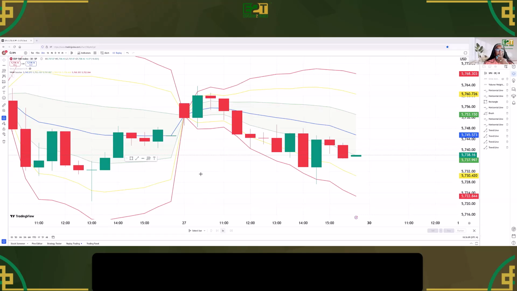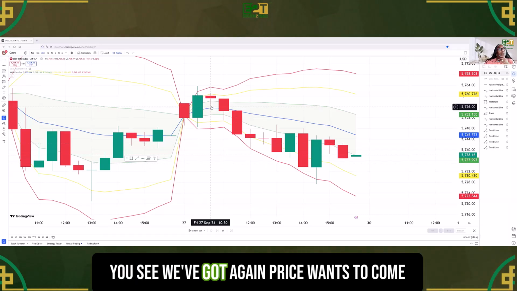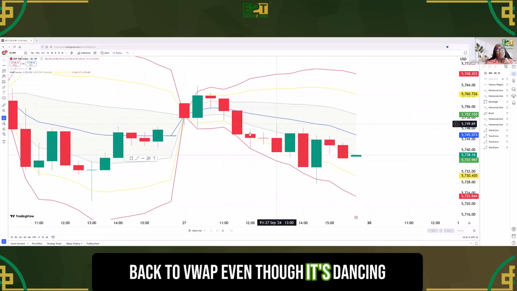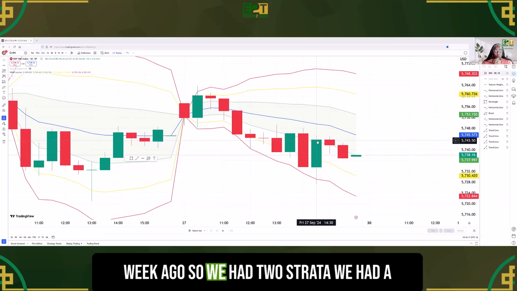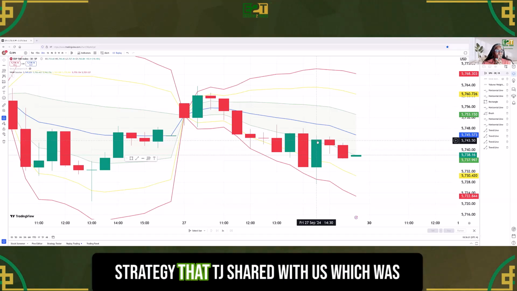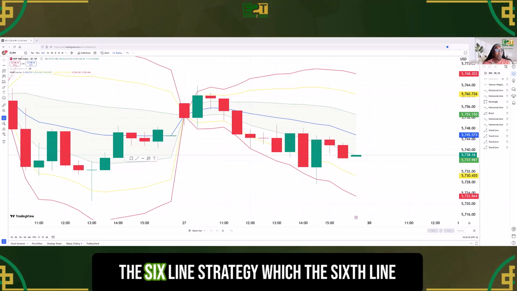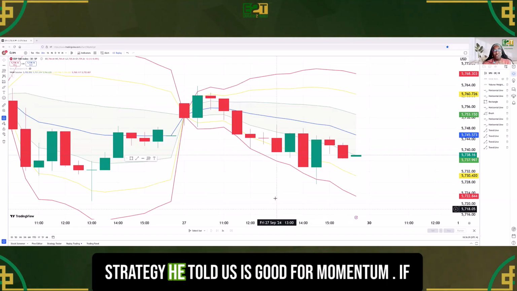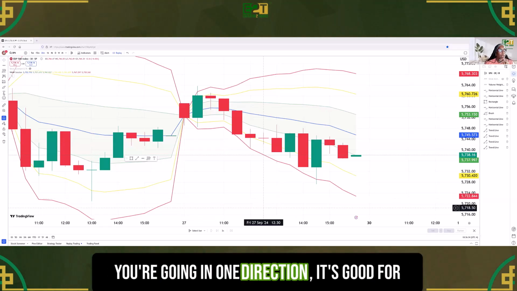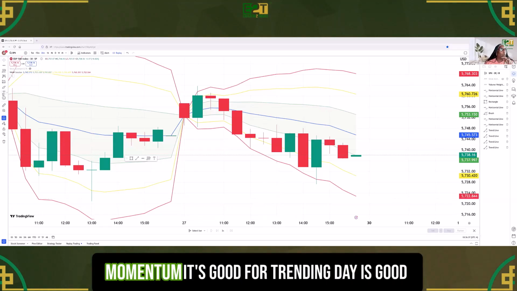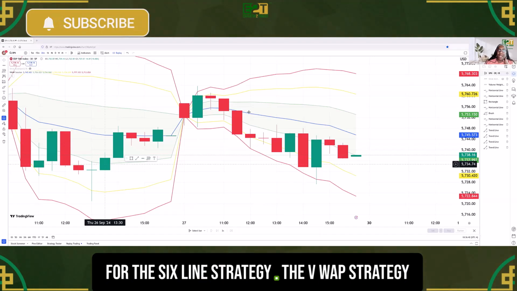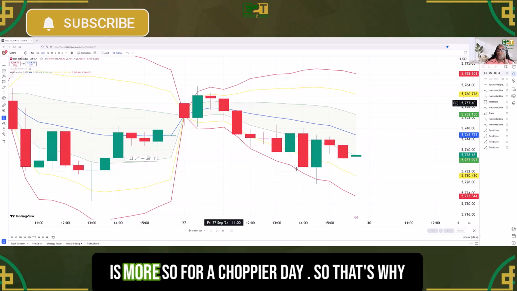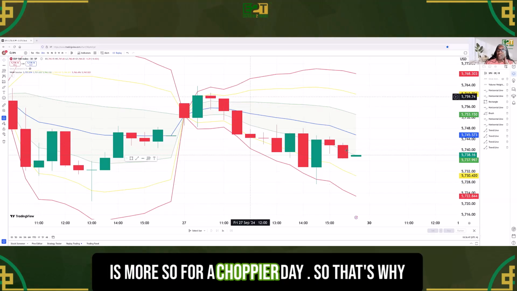While we're doing that, you see price wants to come back to VWAP, even though it's dancing around. I wanted to say this. A week ago, we had a strategy that TJ shared with us, which was the 6-line strategy. He told us it's good for momentum, if you're going in one direction. It's good for a trending day. The VWAP strategy is more so for a choppier day.